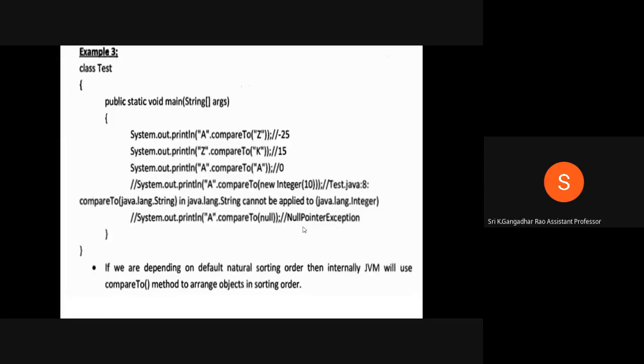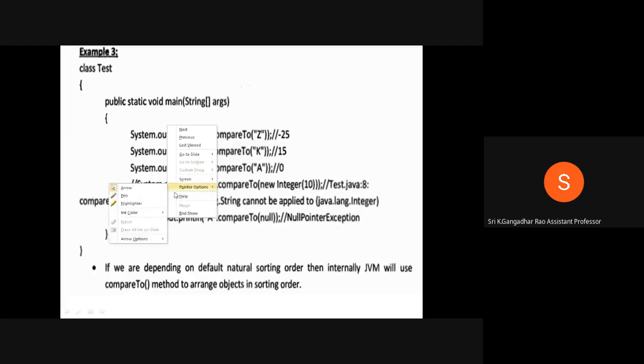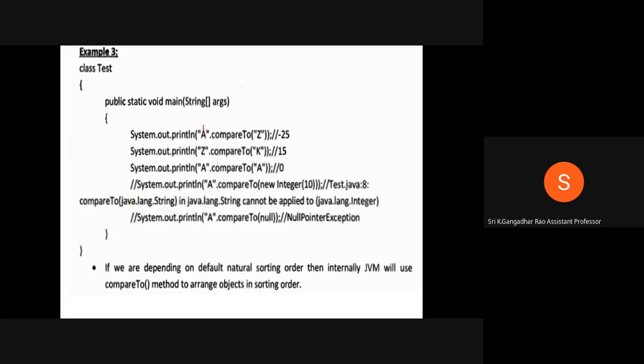You see here, System.out.println("a".compareTo("z")). If I give you a and z to sort, what is the order? A comma z only. Then in that case, some negative value is going to be returned. The compareTo method returns negative if they are in order, whatever values you mention. This is object1 and this is object2. Remember the order. So object1.compareTo(object2).